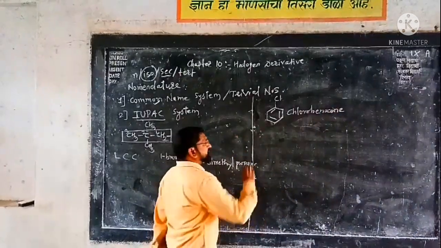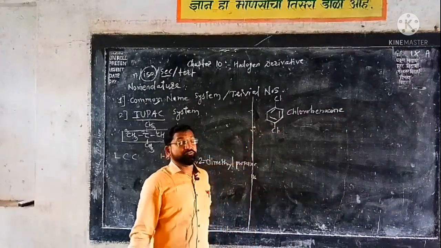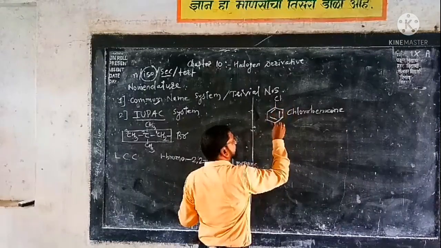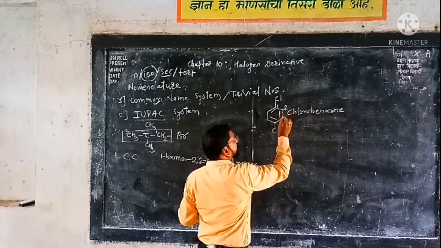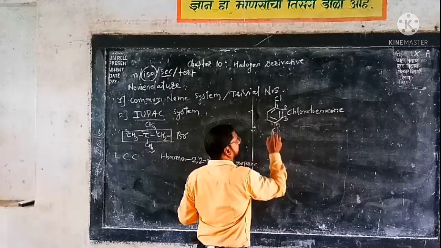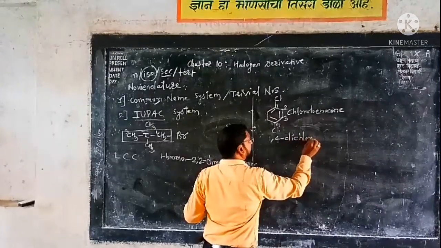Simple. But if I write another chloro, now position matters. Therefore, start numbering either from this end or this end. 1, 2, 3, 4. Its name will be 1, 4. How many chloro? Dichlorobenzene.